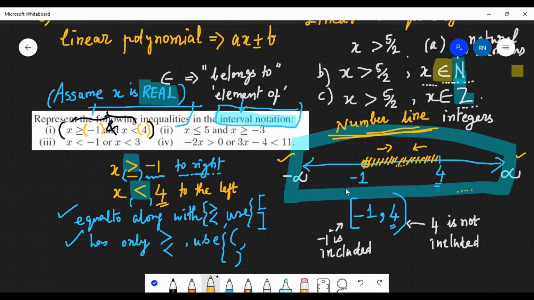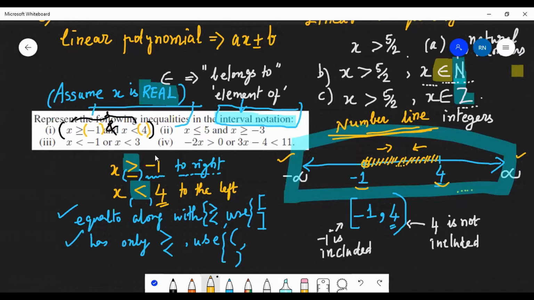So you plot them here: minus 1 and 4. Put them in such a way that they are in proper ascending order; you have to ensure that. So it is in ascending order on the number line.